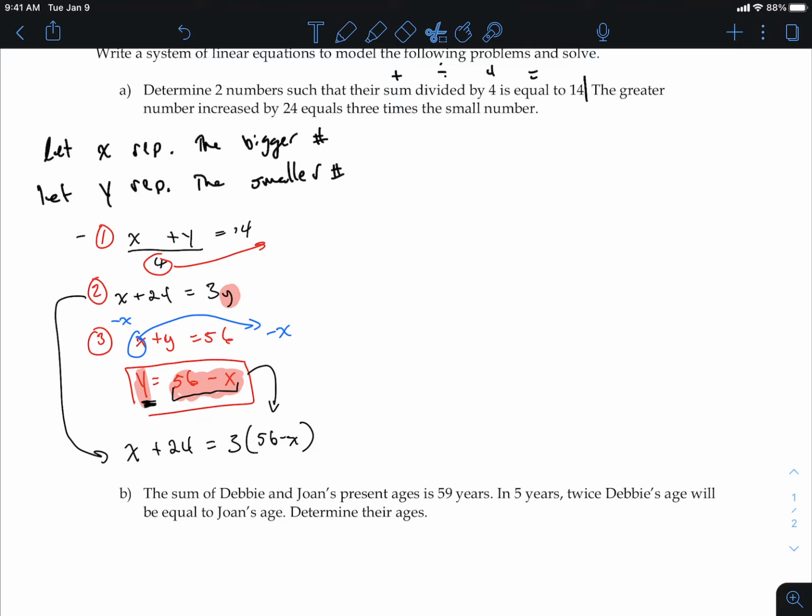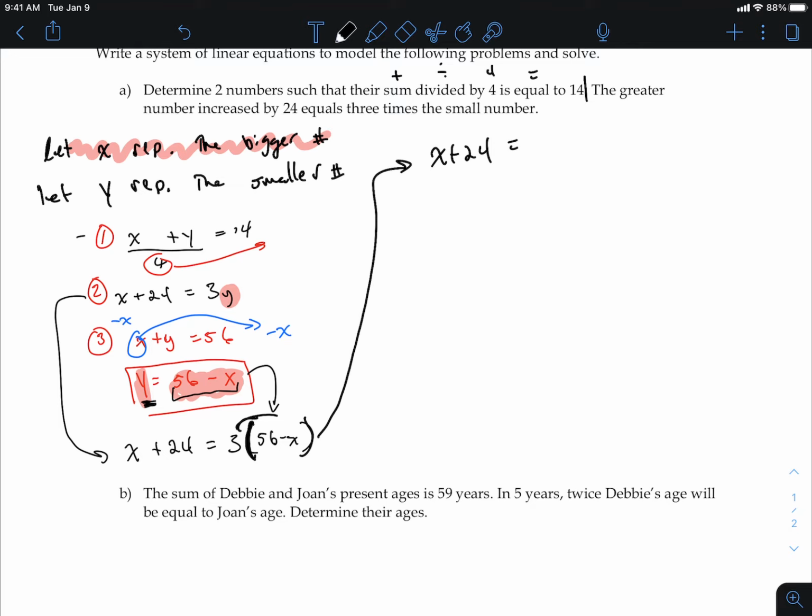Okay, so now I'm just going to work up. All I'm after, I need a value for x. Once I find x, what is x? It's the bigger number. Once you find it, it tells you what it is, right? So you're just going to do the math on it now to find what x is. So I get x plus 24. Now, remember what I got here. I got these jail bars. I got to get rid of them. How do I get rid of the jail bars? I multiply the 3 in.